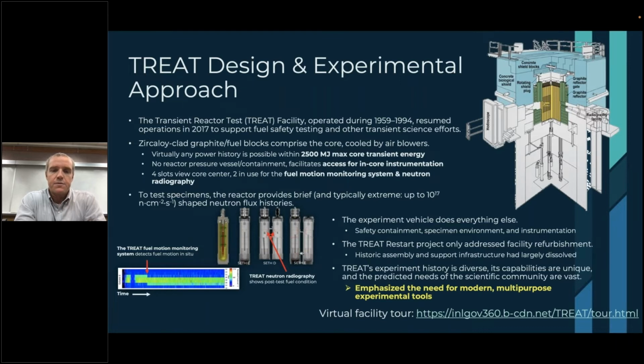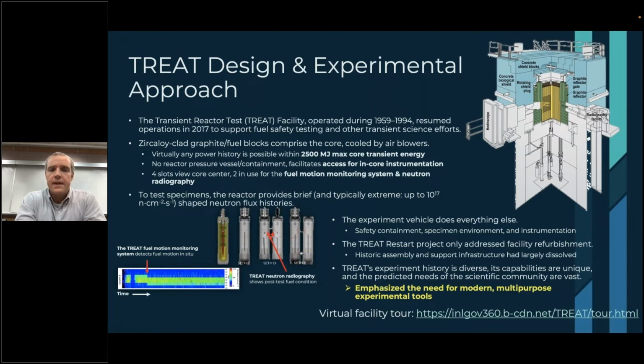So this slide is sort of, I think, the TREAT facility in a nutshell. Some of the following slides, I'll hit on some of these points a little bit more. But if there's one takeaway slide, I think this is it. So the Transient Reactor Test Facility went operational in 1959. I think of the test reactors in this seminar, this is the second to oldest reactor. I think MIT might have it beat by 1 year.